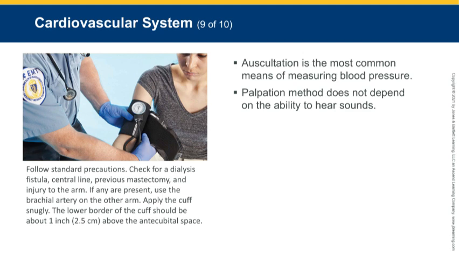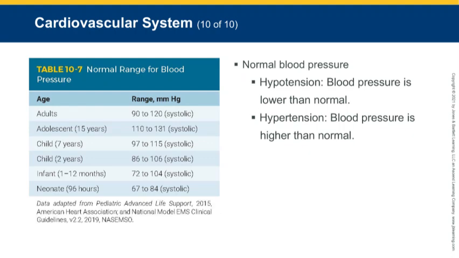Blood pressure can be measured using auscultation or palpation. The auscultation method involves listening for Korotkoff sounds, while palpation is useful when no stethoscope is available. Recognizing normal, high, or low blood pressure is crucial for patient care. Hypotension requires immediate treatment, while hypertension may indicate an underlying condition needing further evaluation.